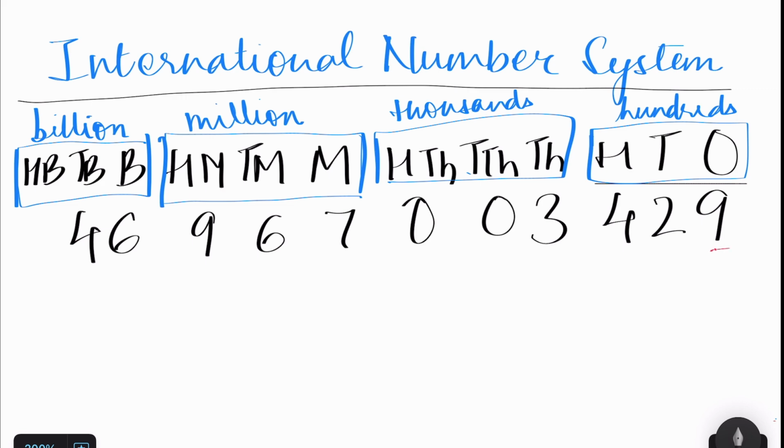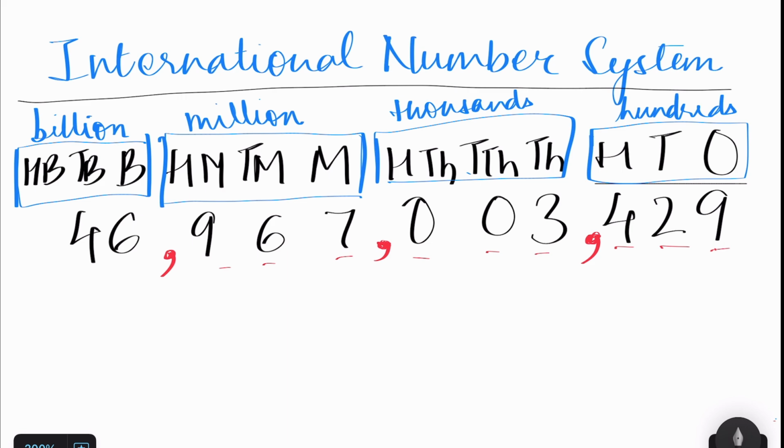So three digits, one family, put a comma. Then again, this time three digits, not two. In the Indian system, it was two, but here it is three digits and a comma. Then three digits and a comma. And then three digits. Now we don't have any more, so nothing required here. Okay. So that is how we put the commas.